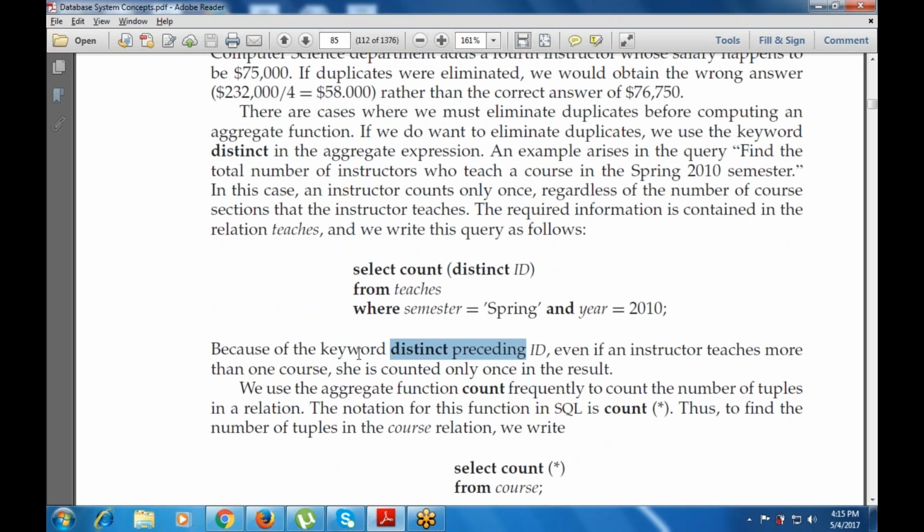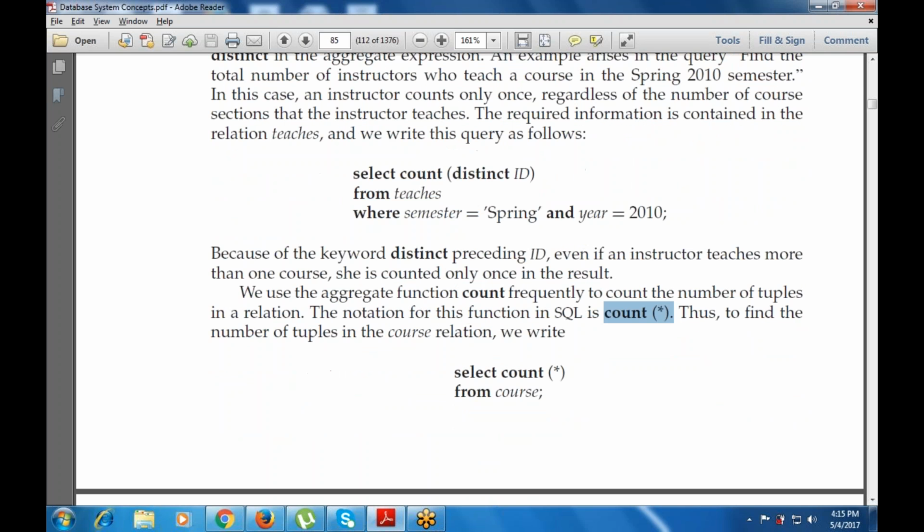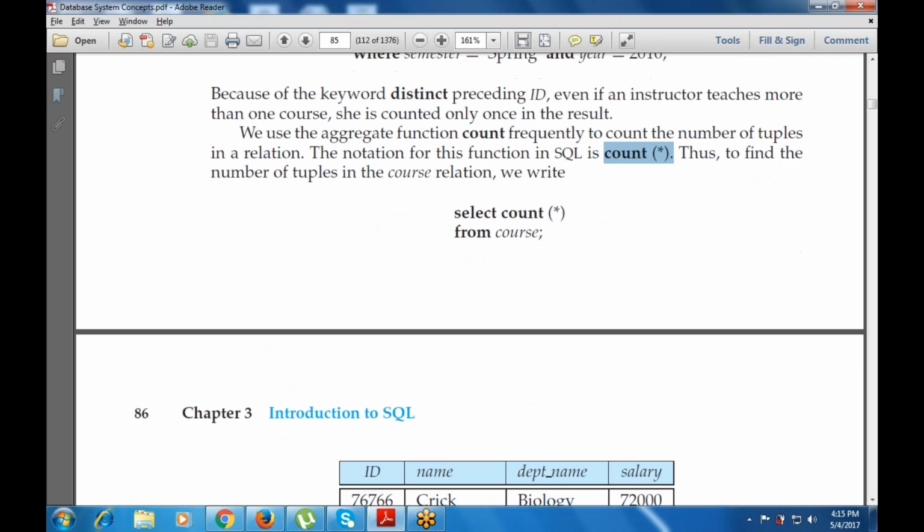Because we are defining the aggregate function, that is count, to count the number of tuples in a relation. The notation for this function in SQL is count asterisk. Therefore, to find the number of tuples in the course relation, we write select count asterisk from course.